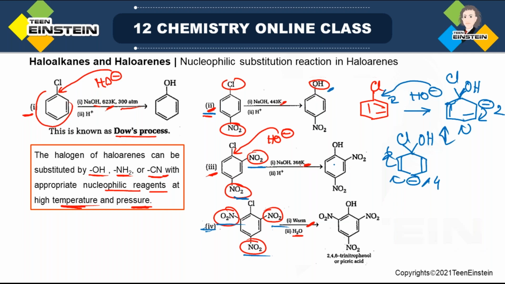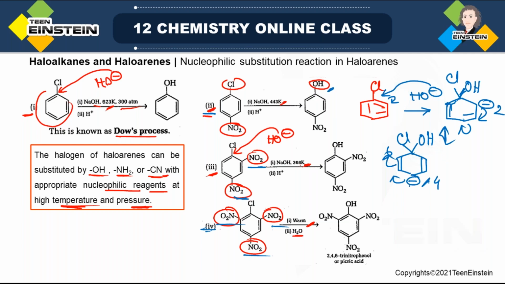So that is the reason if electron withdrawing groups are present at ortho and para position, they can balance this negative charge by withdrawing it towards themselves. So only when electron withdrawing groups are present at ortho and para position will they be able to make the benzene ring deactivated so that the nucleophile can attack easily.